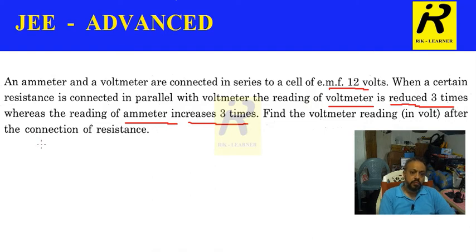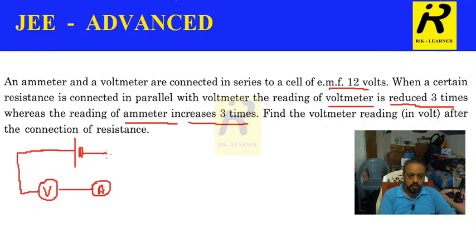So, when you connect the resistance across the voltmeter, we have to find the new value of the voltmeter reading. For this, I am simply giving you a picture resembling the question. Say this is a battery, and we have connected a voltmeter and an ammeter in series with this battery like this.